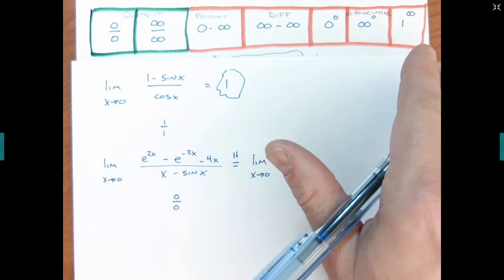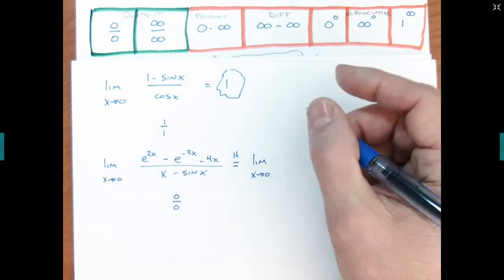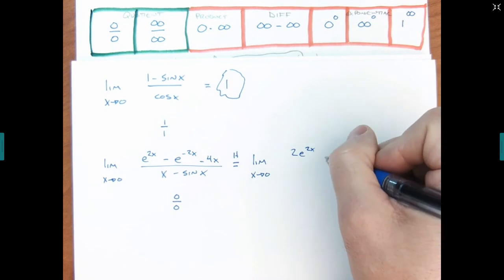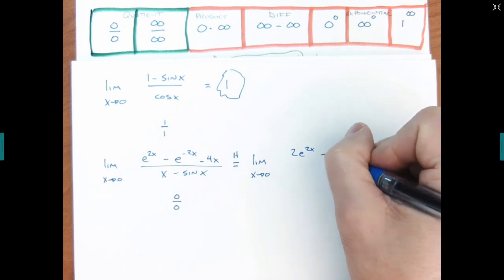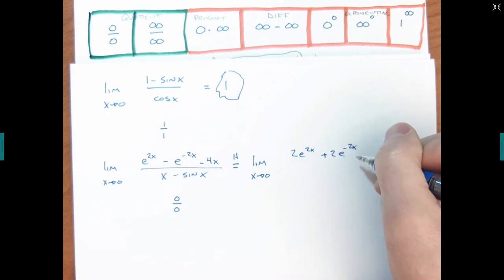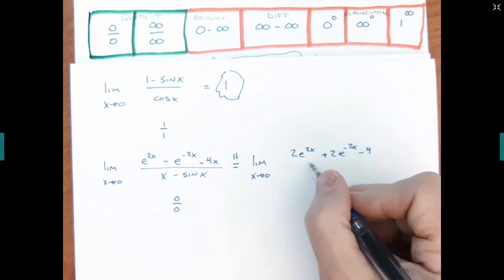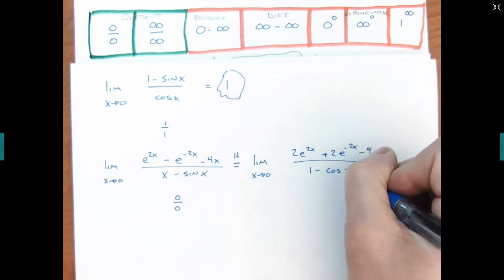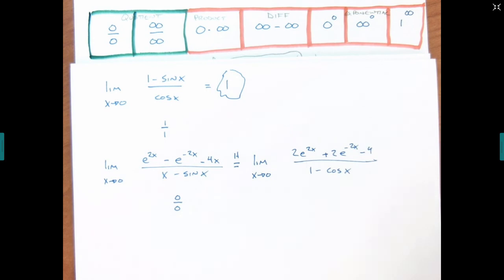Sometimes I need to go use some scratch work to take derivatives. This one looks like it's pretty easy. So we'll have 2e to the 2x minus a negative 2. So record that as plus 2e to the negative 2x minus 4, like so. 1 minus cosine of x, like this.